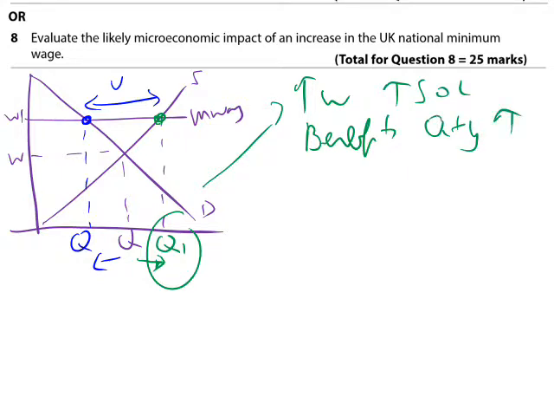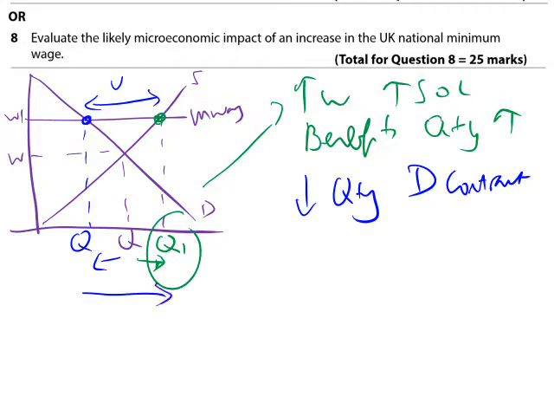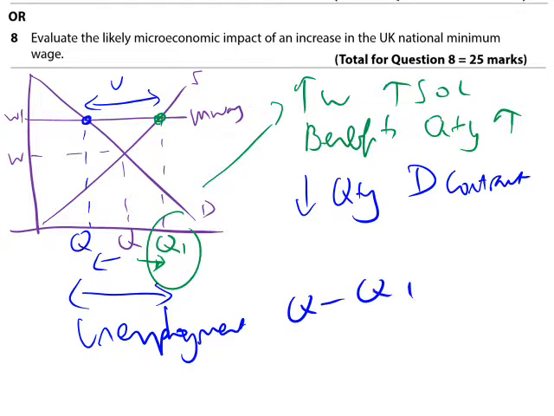The negatives from the graph are the reduction in quantity demanded, and both of those are an extension in supply and a contraction in demand, just for accuracy. Both of those combination of effects, so more people want jobs in that market because of the higher wage, but fewer businesses want to employ people, means that you have unemployment from Q to Q1.